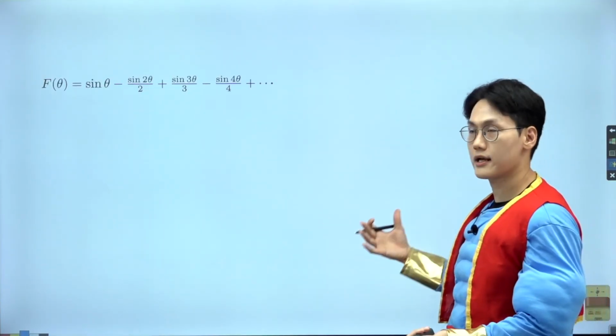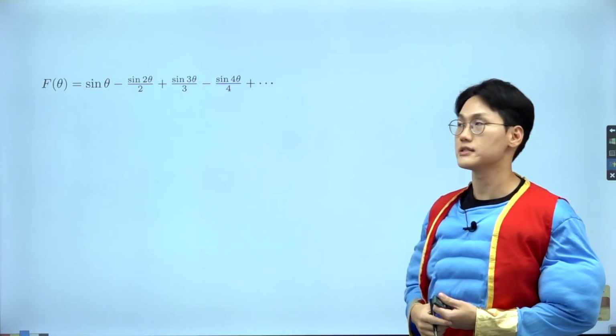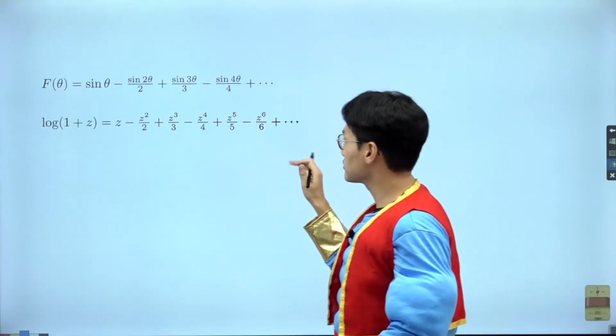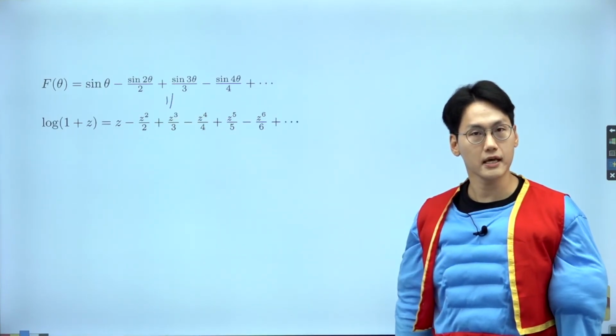But for this one, what I'd like to do is work with the Maclaurin series of log and see how we can derive it. So yes, as you can see, this is a very similar expression to ln of 1 plus z, isn't it?